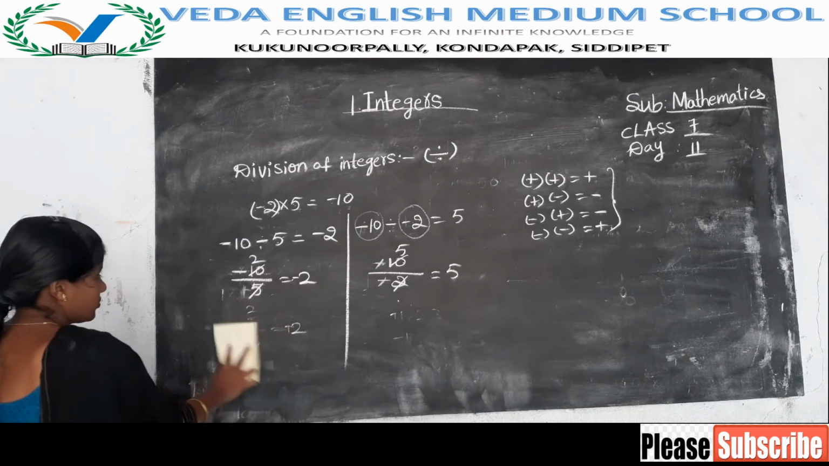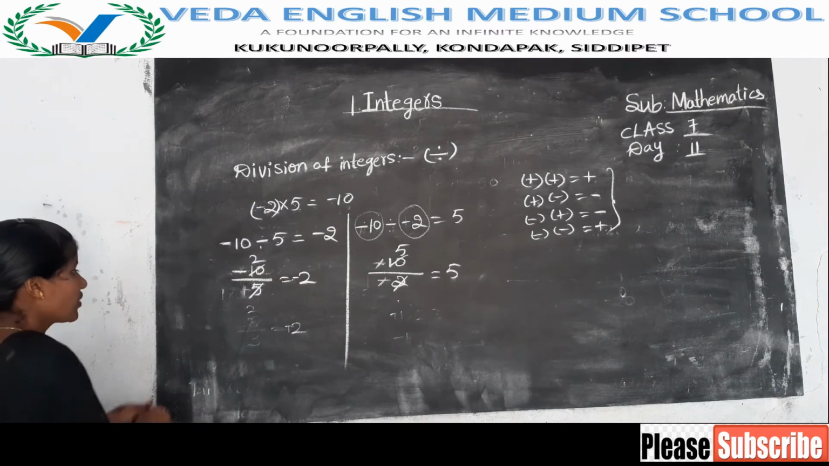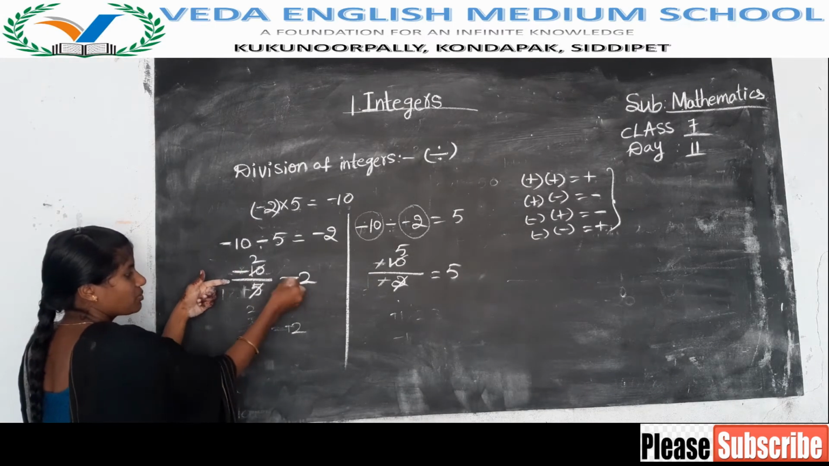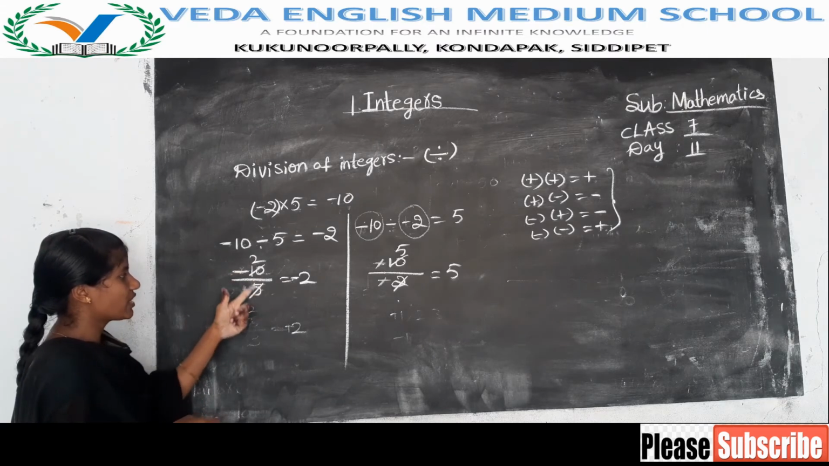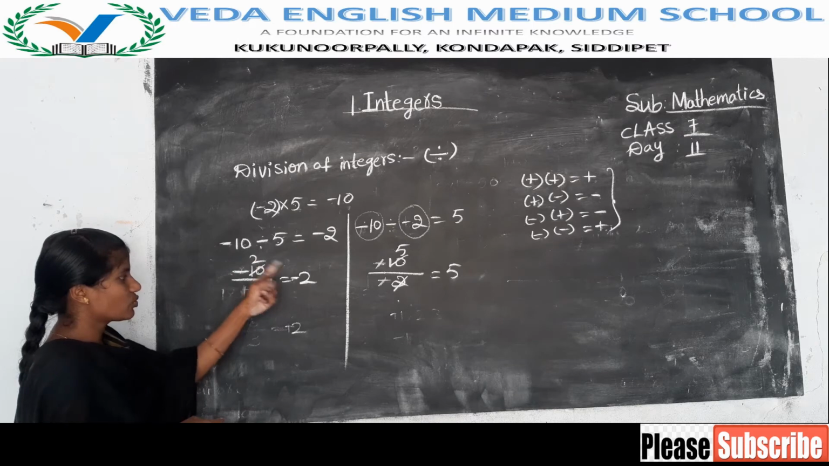Now, if you have only one negative symbol, that negative symbol goes to the answer. So it is minus 10 divided by 5, which gives 2. 5 ones are 5, 5 twos are 10. The answer is minus 2.